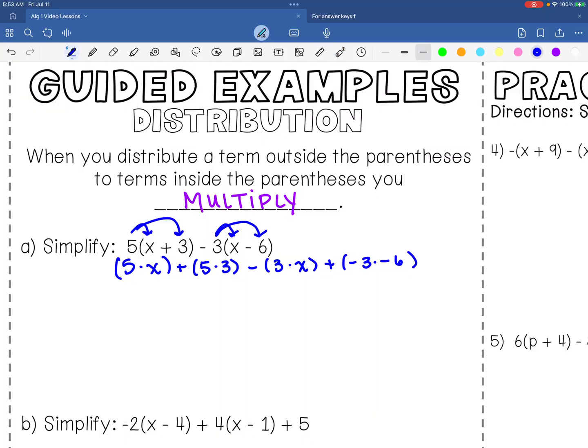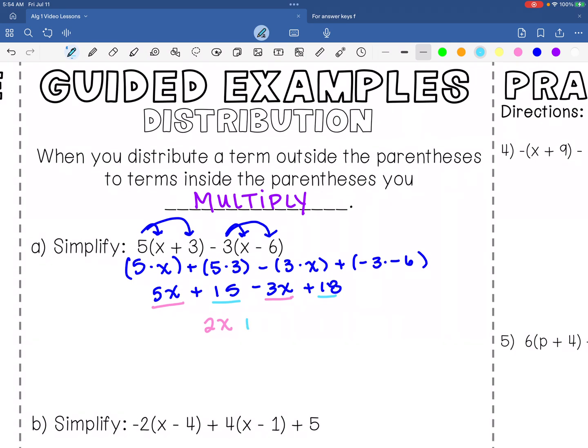And now we're going to just simplify. So 5 times x is 5x plus 15 minus 3x plus negative 3 times negative 6 is positive 18. And with this positive out here already, it stays positive. And now we're going to see if we can combine like terms. And we can, right? Because we said anything that has the same variable with the same exponent is a like term. So these guys are like terms, and that's going to give us 2x. And these guys are also like terms. 15 plus 18 is 33. And so this is going to be our final simplified answer.